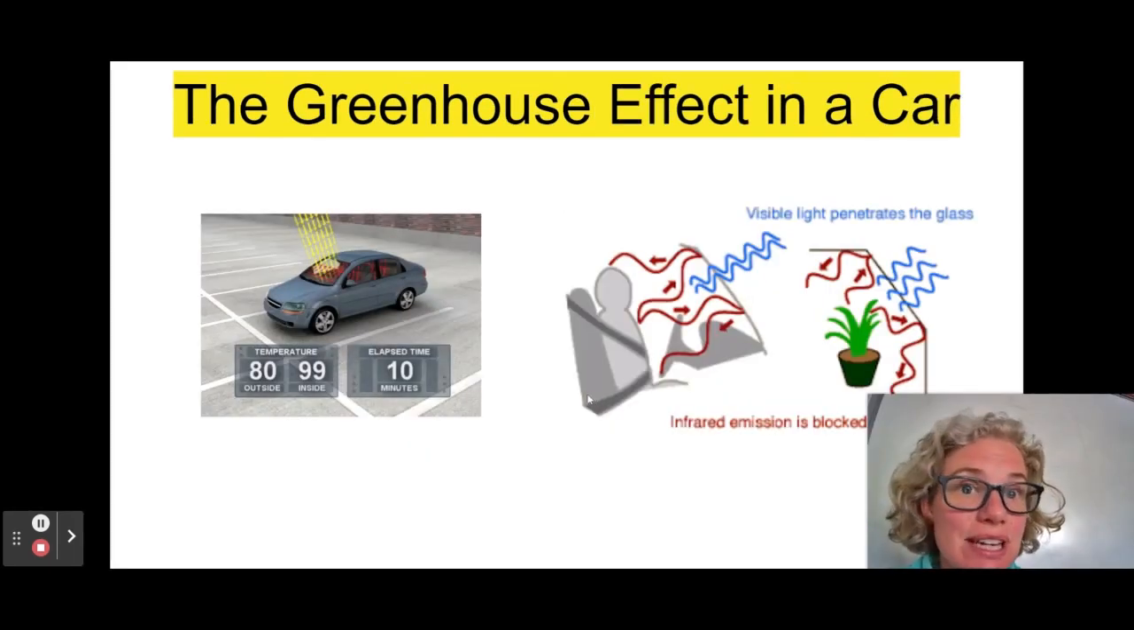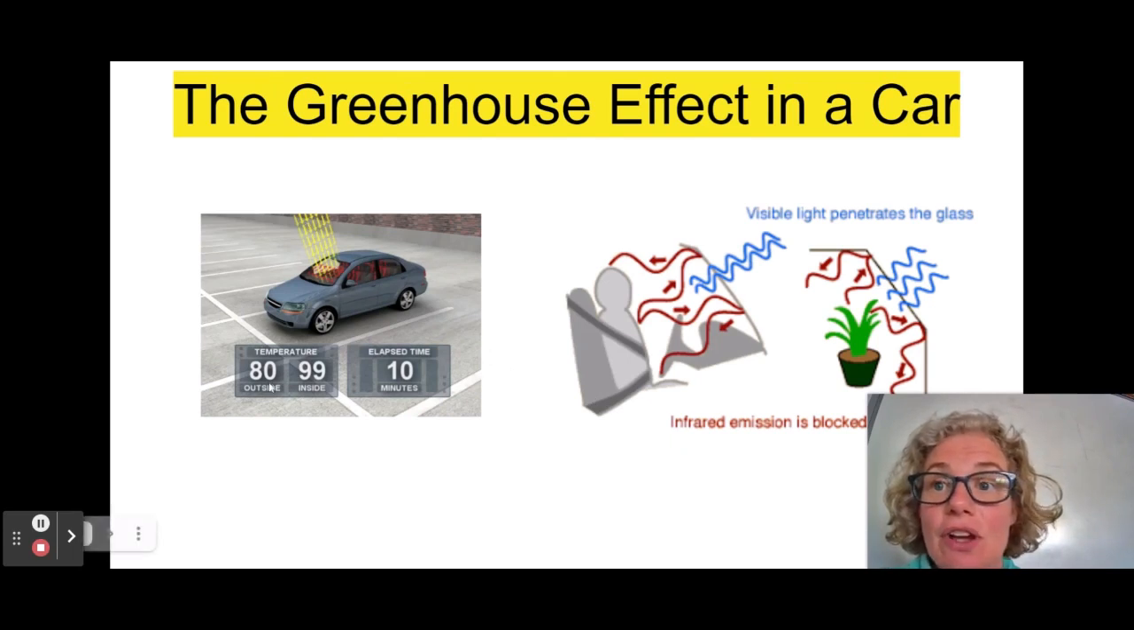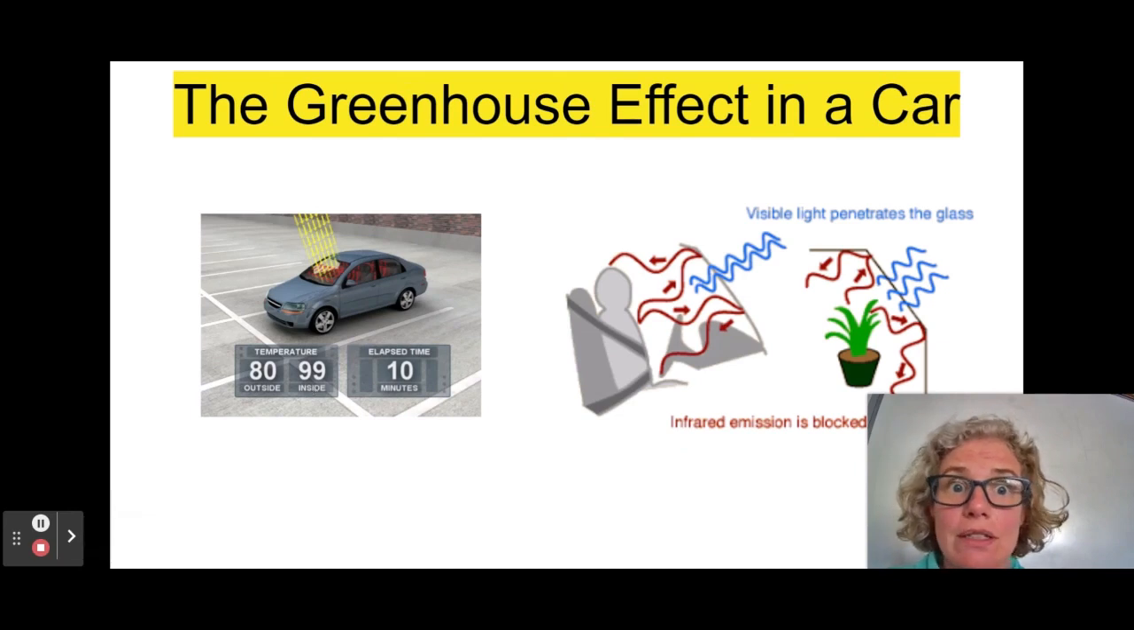All right, so here's an analogy. In a car, the outside temperature is 80 degrees and the inside is 99. Oh my goodness. I bet we've all experienced that before, that the inside can get really hot. And again, it's because the visible light goes in, it bounces around, and as it bounces around and transfers energy to the car itself, it becomes infrared. And that's going to increase the temperature.